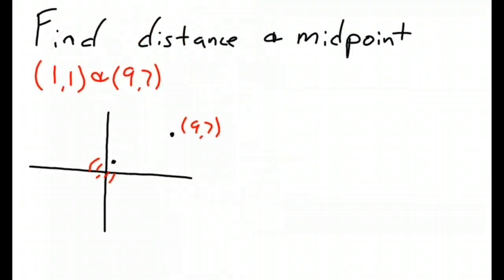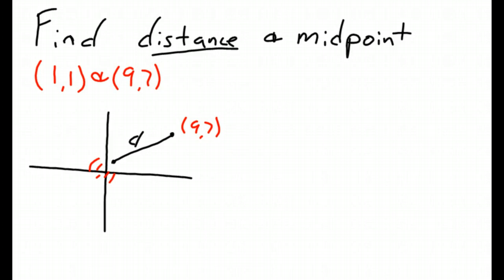The last type of problem that you're going to see from this section is finding the distance and midpoint between 2 points. It could be any 2 points in the world. For this example, we have 1, 1 and 9, 7. So we have those plotted. And I want to know first, let's go ahead and find the distance. We have the distance formula. Yeah, we could use this big long formula.